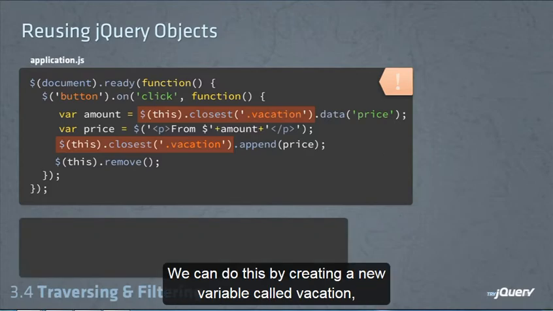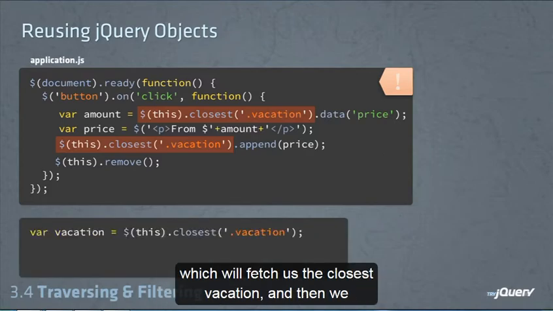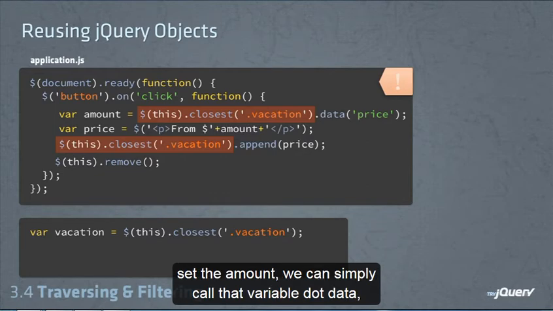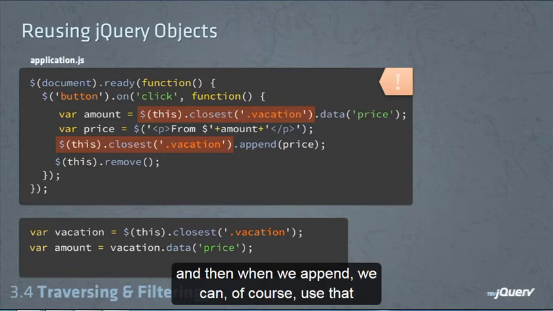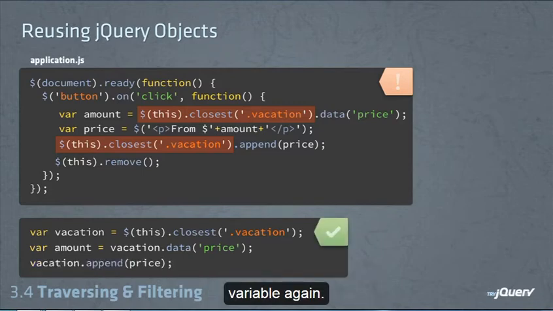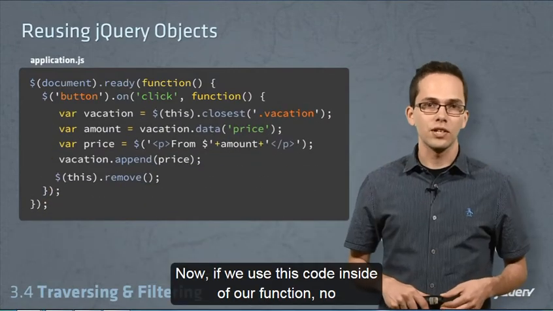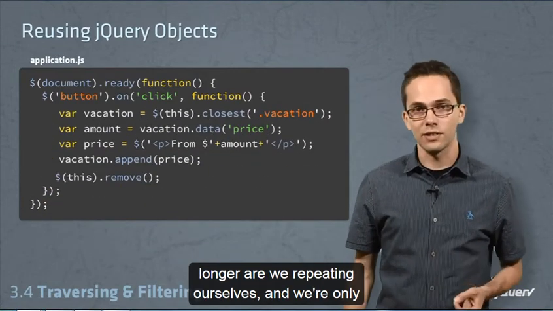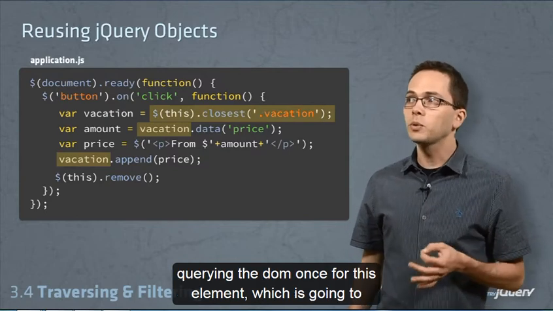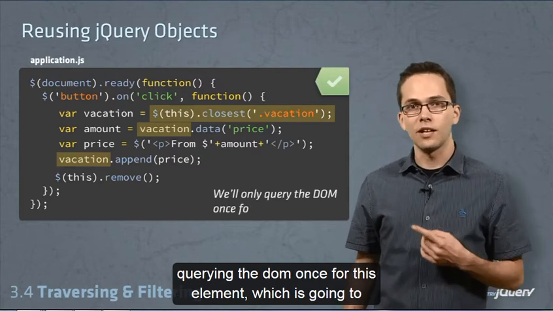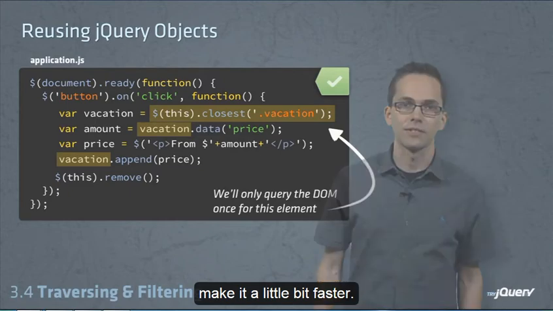We can do this by creating a new variable called vacation, which fetches the closest vacation. And then when we set the amount, we can simply call that variable .data. And then when we append, we can, of course, use that variable again. Now, if we use this code inside of our function, no longer are we repeating ourselves, and we're only querying the DOM once for this element, which is going to make it a little bit faster.